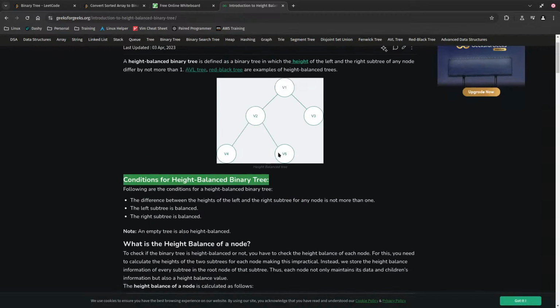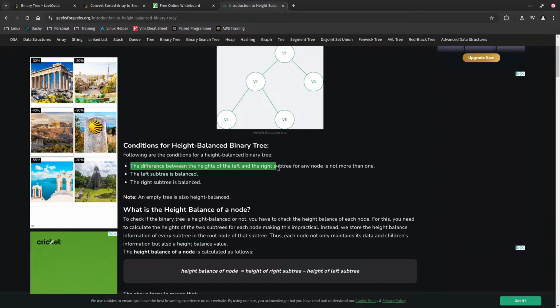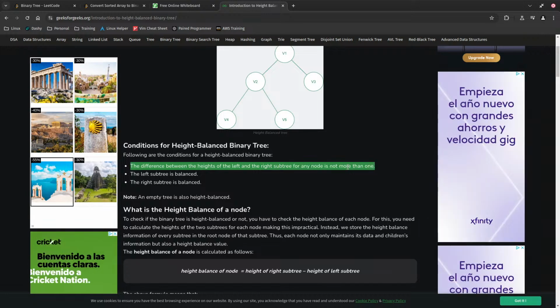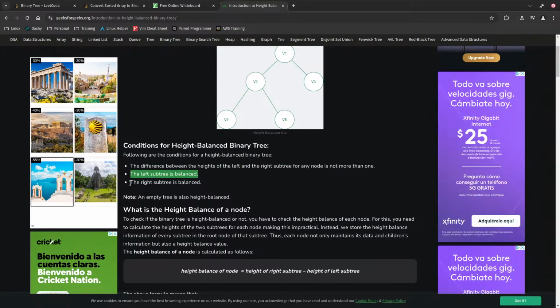Conditions of a height balanced binary tree. Following are the conditions of height balance. The difference between the heights of the left and the right subtree for any node is not more than 1. I don't even understand what that means. The left subtree is balanced. The right subtree is balanced. Oh, okay, hold on. An empty tree is also height balanced.